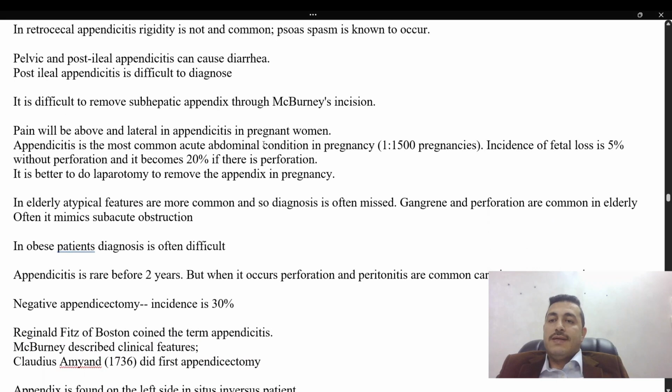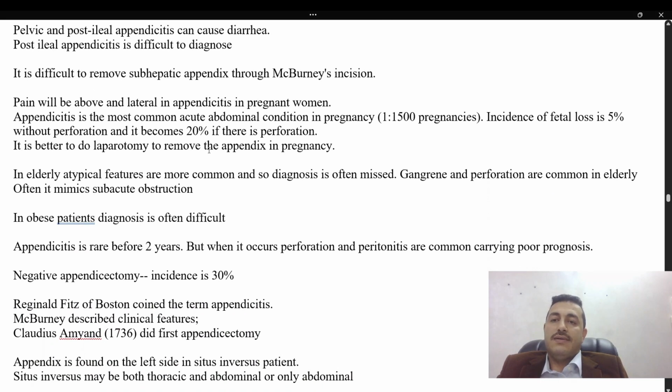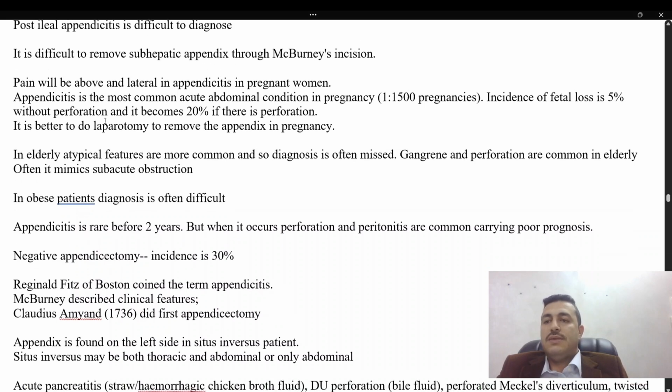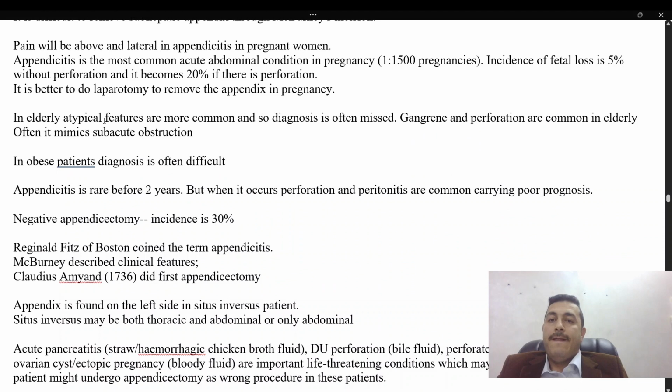What else we talked about, the diarrhea. This is difficult. Okay, we said that subhepatic appendix is difficult to remove through the McBurney incision. You can proceed to Rutherford Morison extension. We said about the pain location in a pregnant woman, it will be displaced up.